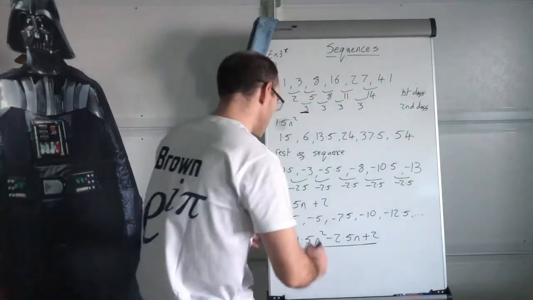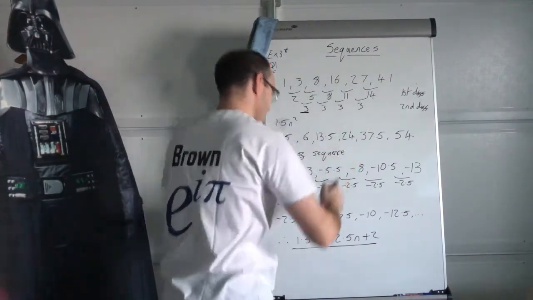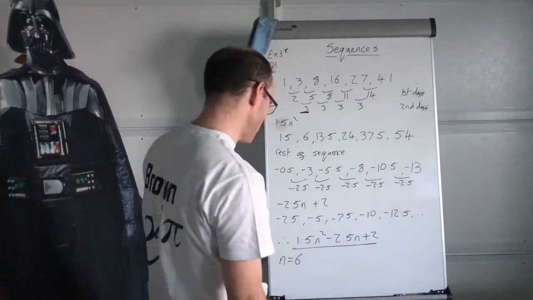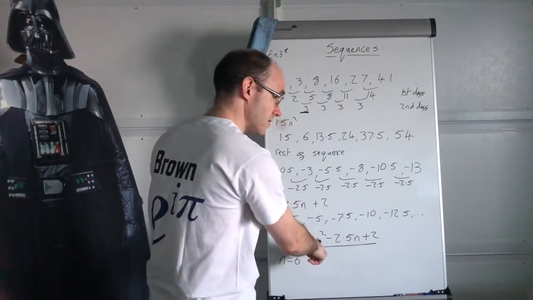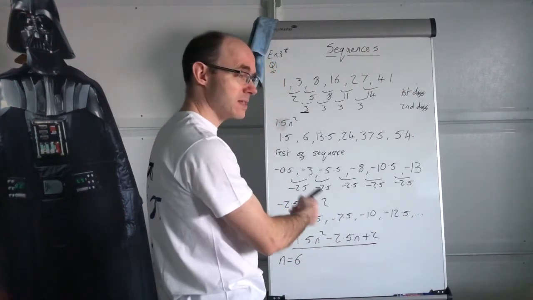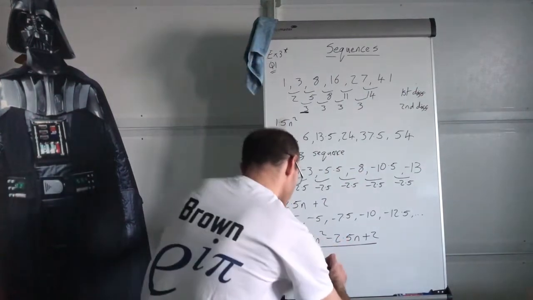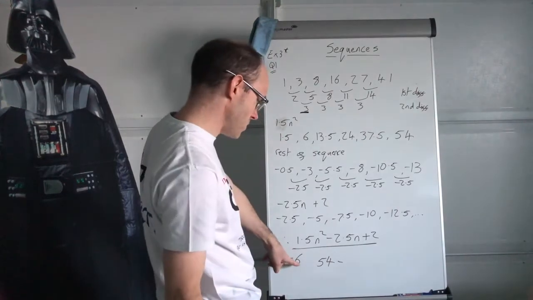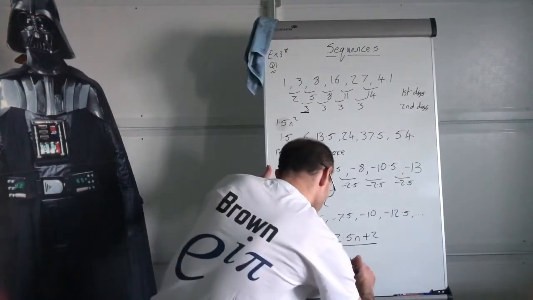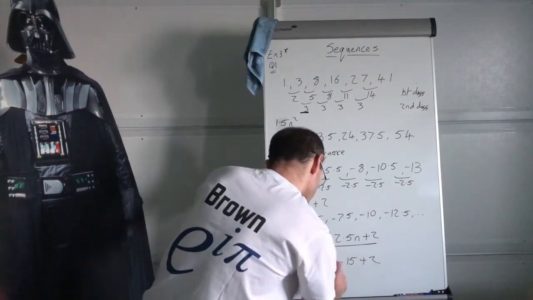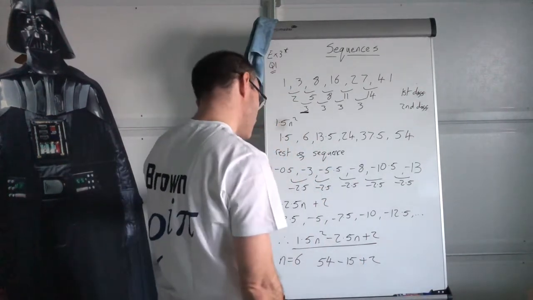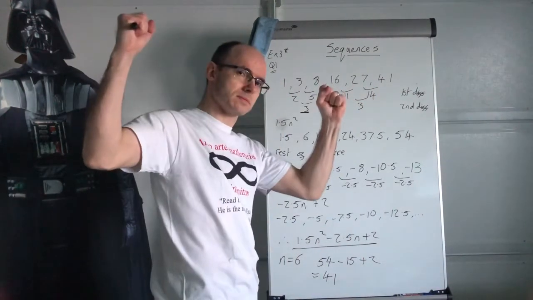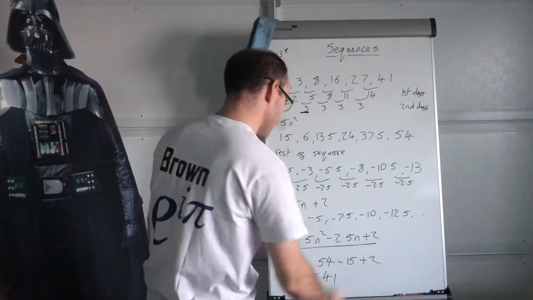Should we check it works? 1, 2, 3, 4, 5. Put the sixth one into it. I've chosen an even number to make it easier. Okay, so 6 squared is 36 times 1.5, 18 plus 36, 54. Let's write it down. Subtract 2.5 times n, so 6 times 2.5 is going to be 15. So subtract 15 plus 2, 54, subtract 15, 39 plus 2 is 41. Look up. Yes. Okay, yeah, that's our formula for the nth term.